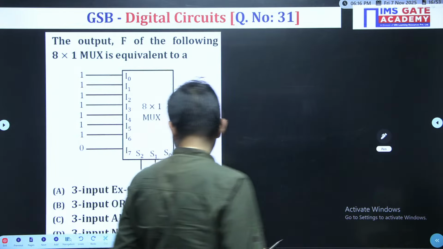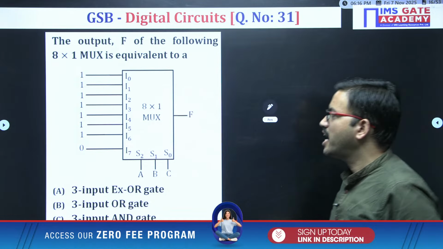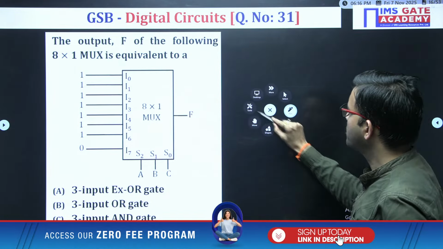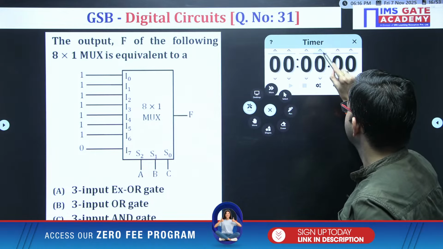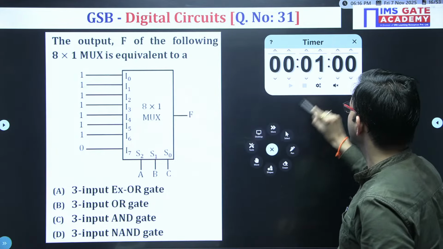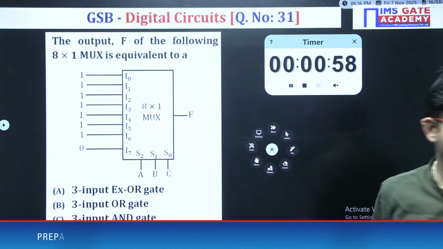Now the next question is a dead easy question. I hope all of you can answer. You are having an 8 to 1 mux. I'm giving 1 minute, no hurry. Try to observe the circuit and then observe the choices. From there you can choose the correct option.